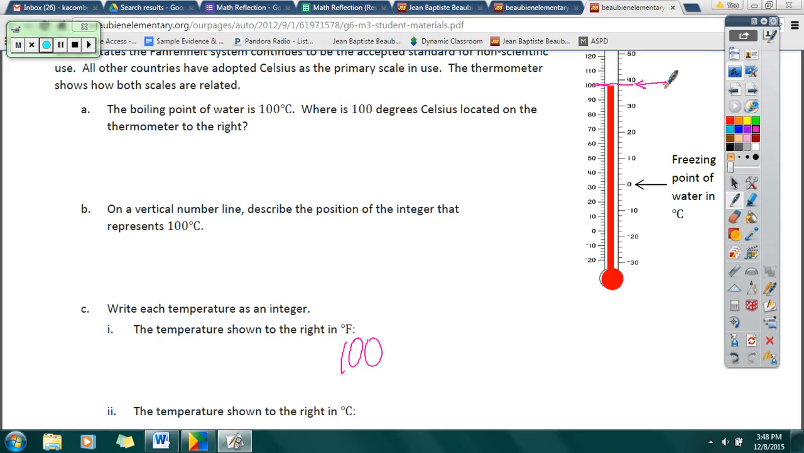If you look from 30 to 40, there are 5 spaces, but it represents 10 numbers. So 10 divided by 5 means there are 2 represented by each tick mark. So this would be 32, 34, 36, 38, and 40.